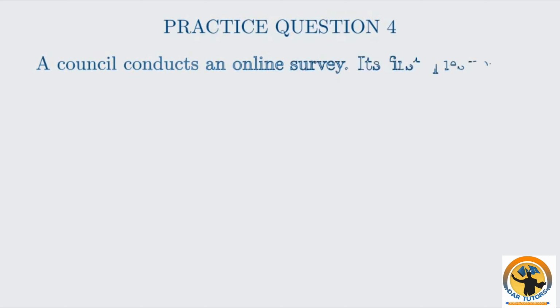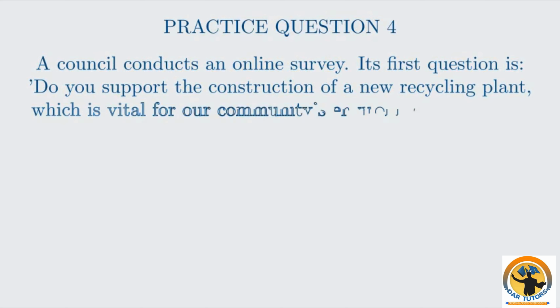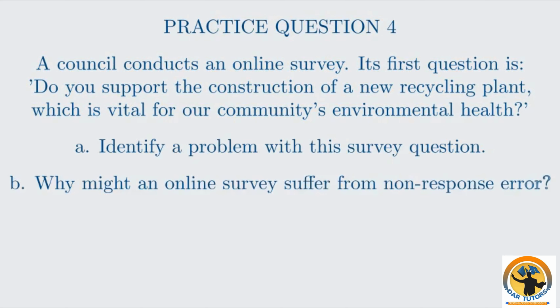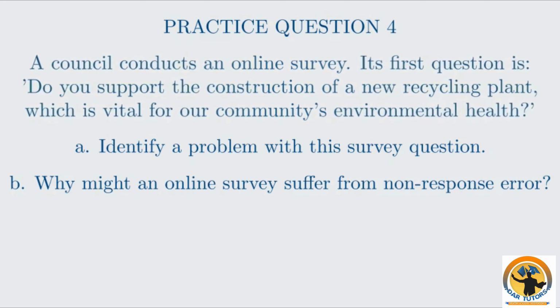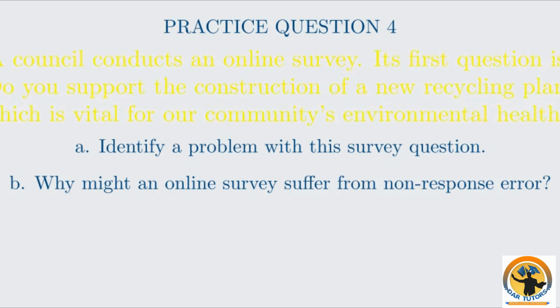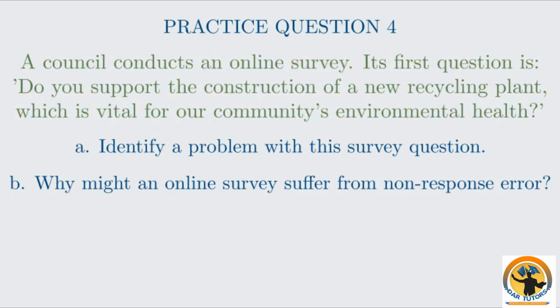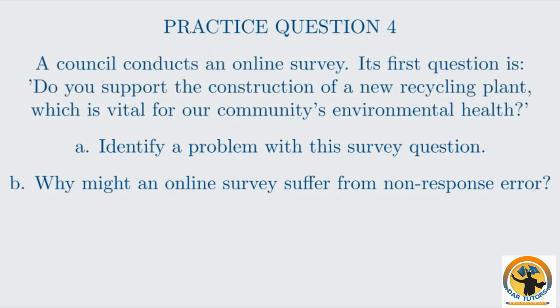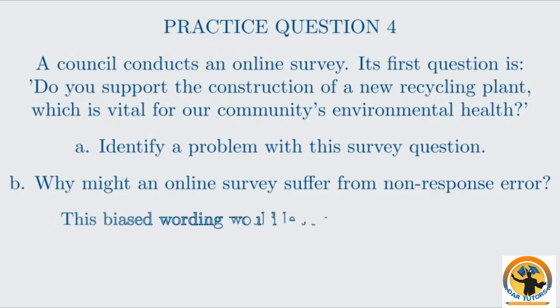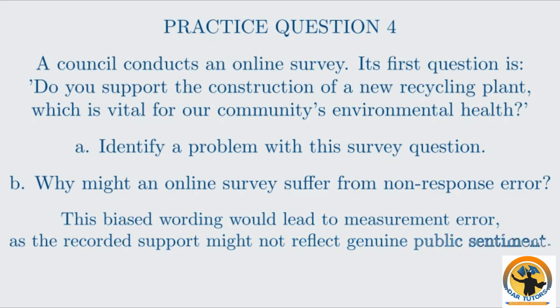A council conducts an online survey. Its first question is, do you support the construction of a new recycling plant, which is vital for our community's environmental health? Part A asks for a problem with this question. This is a leading question. The phrase, vital for our community's environmental health, is a value judgment. It pressures the respondent to agree, regardless of their true opinion or other concerns. This biased wording would lead to measurement error, as the recorded support might not reflect genuine public sentiment.